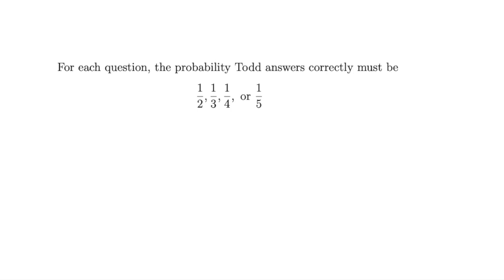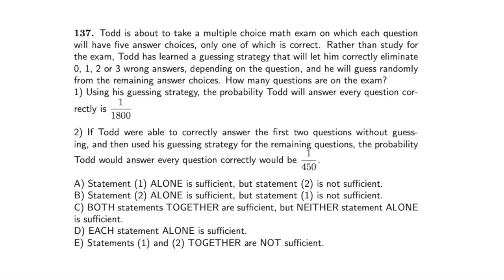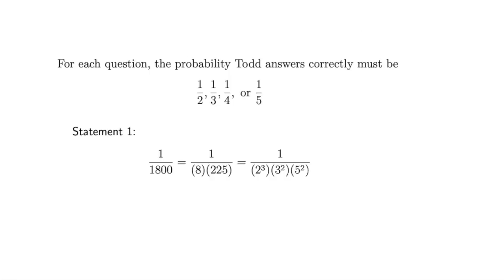So for statement 1, if we prime factorize the denominator, 1800 is 2 times 900, so 4 times 450, 8 times 225. So it's 8 times 15 squared, 2 cubed, times 3 squared, times 5 squared. And now we need to think about how we might get that fraction by multiplying together several of the fractions from the list at the top of the page.